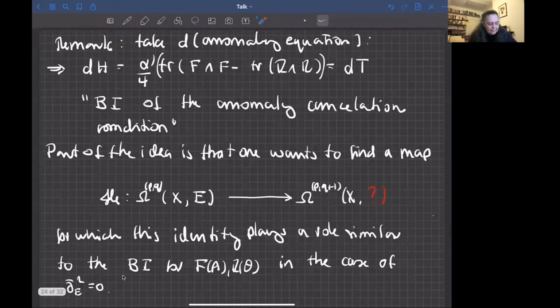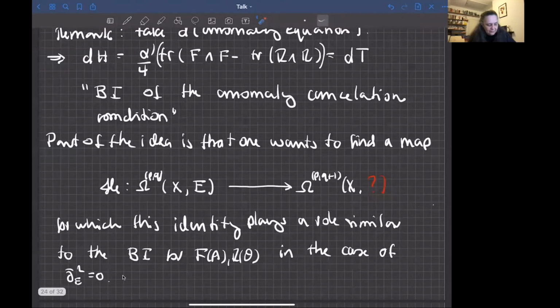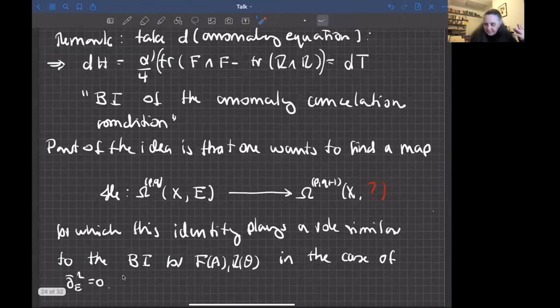So now part of the idea in generalizing the ideas by Atiyah to this context is that one wants to find a map, an analog of the Atiyah class, that maps forms with values in this bundle E to forms with values in this unknown, yet, for which this identity, by this identity I mean this Bianchi identity, plays a role similar to the Bianchi identity for F and R in the case of the nilpotency of the operator associated to the bundle E.